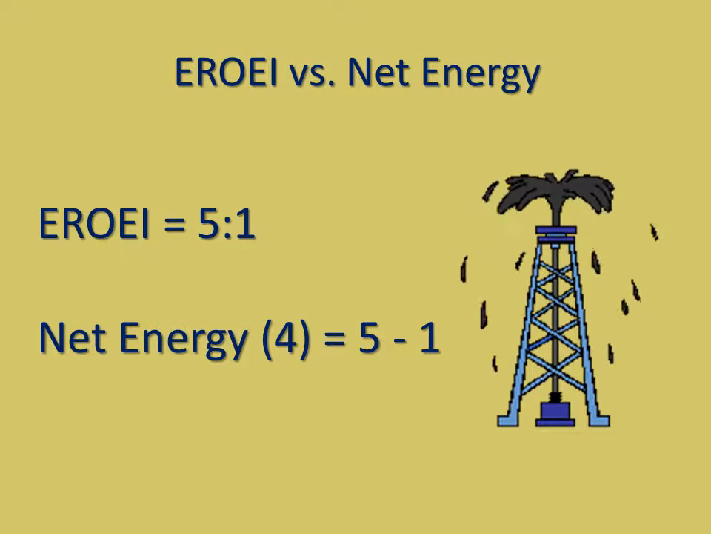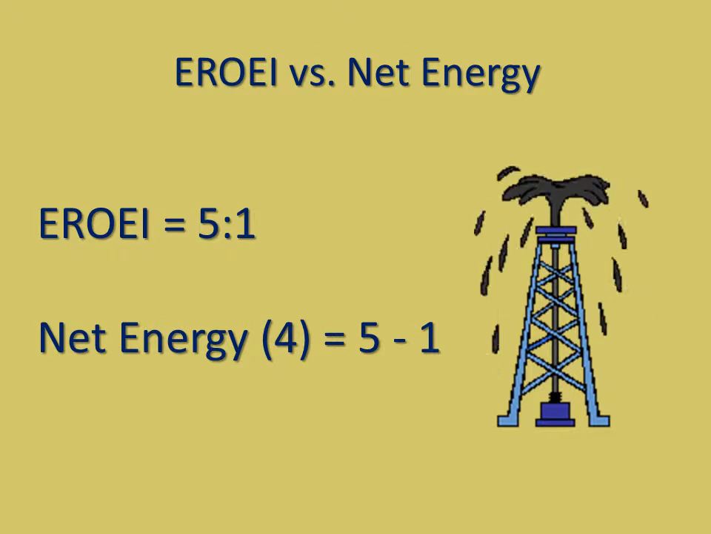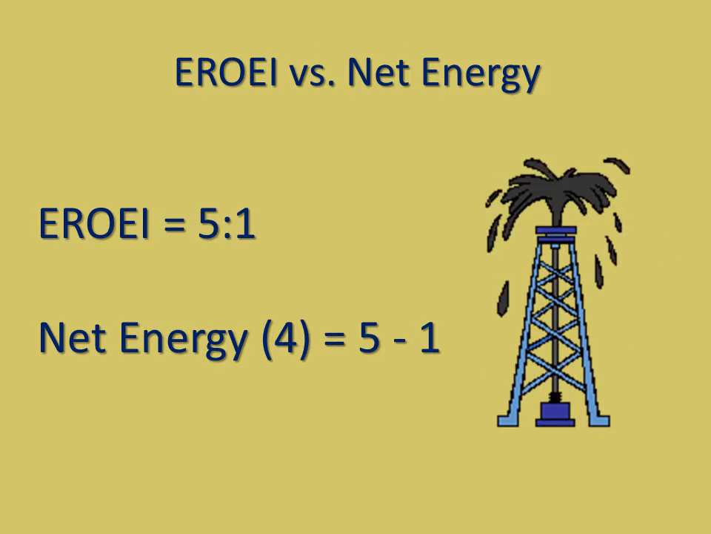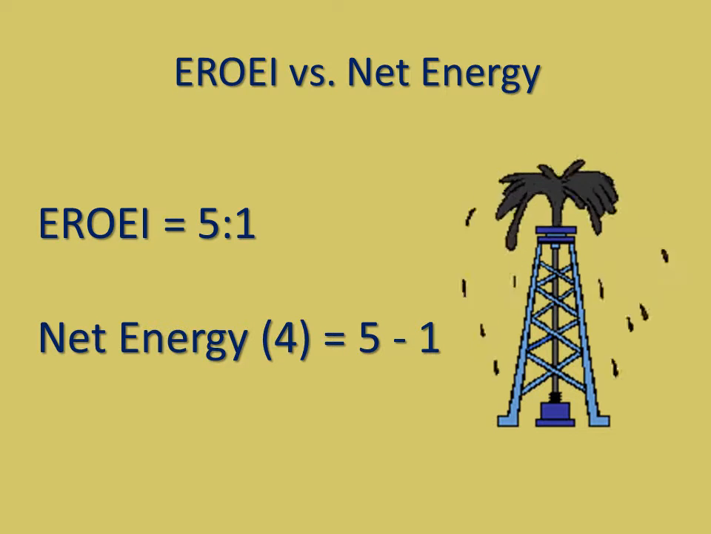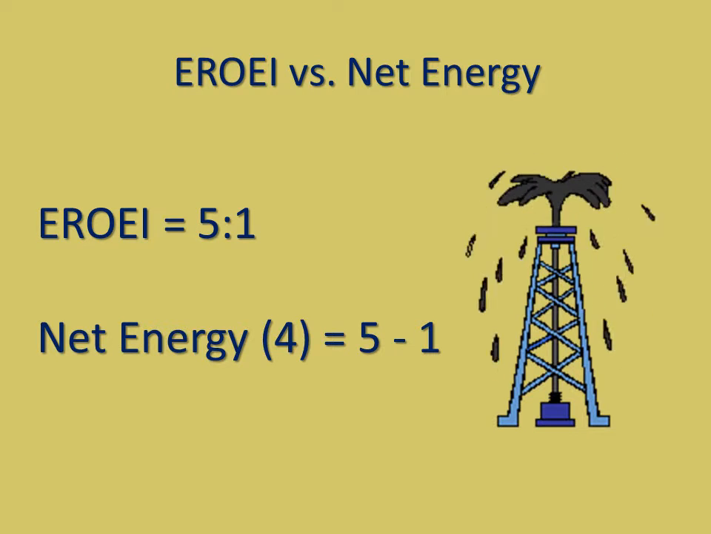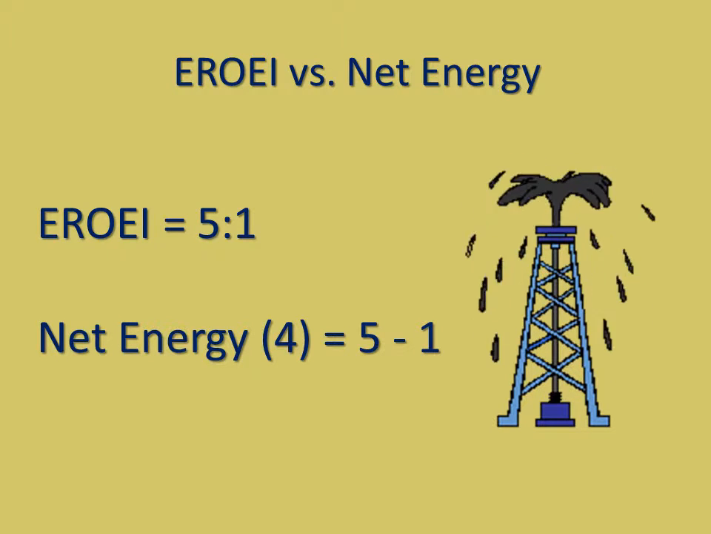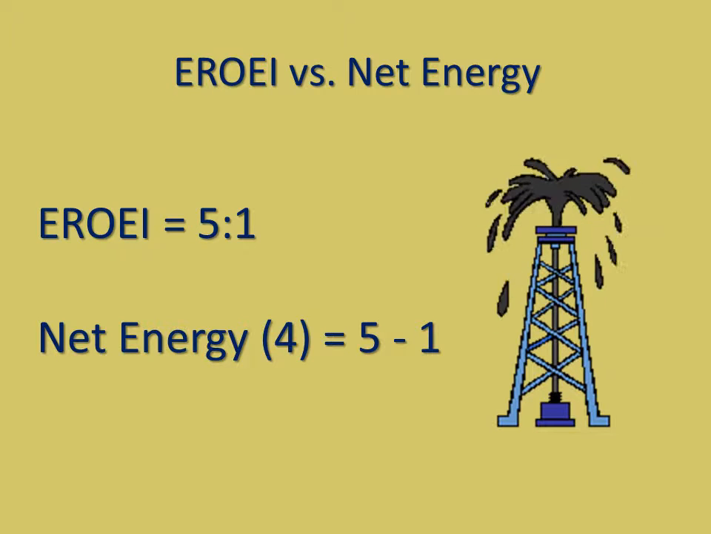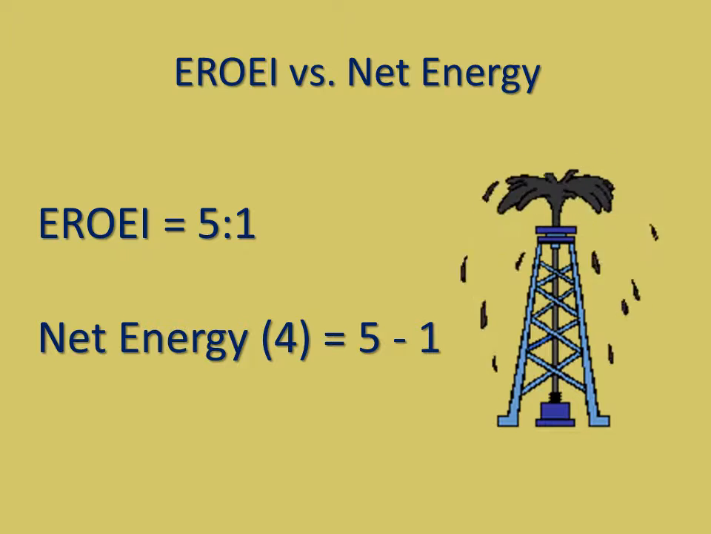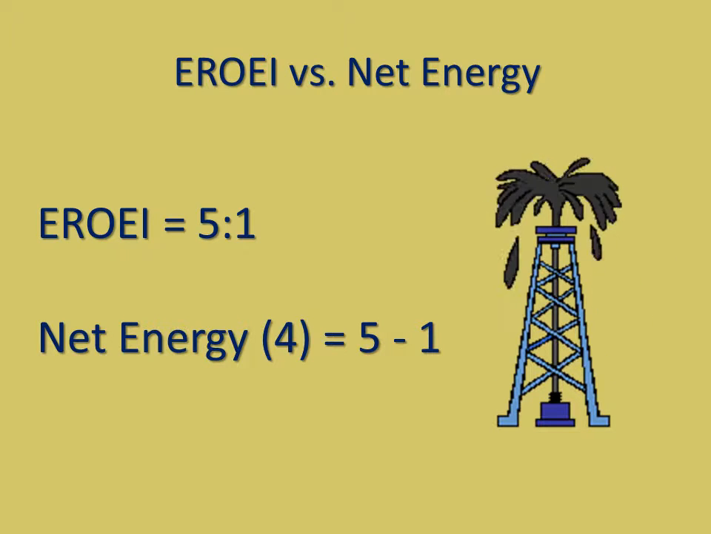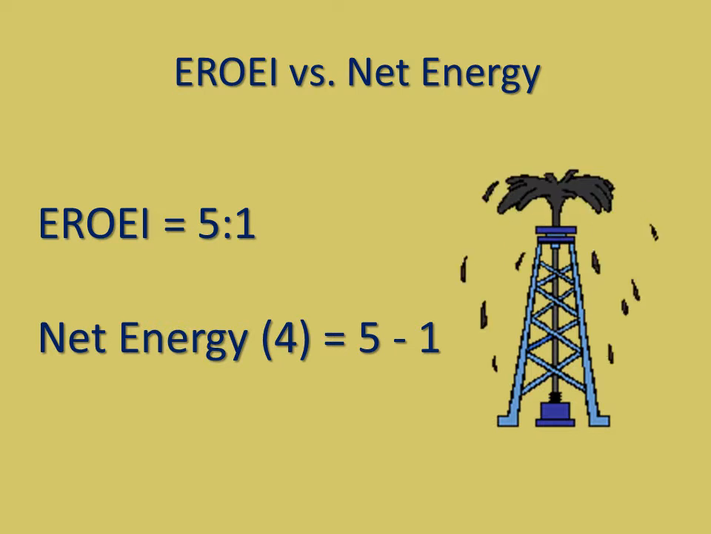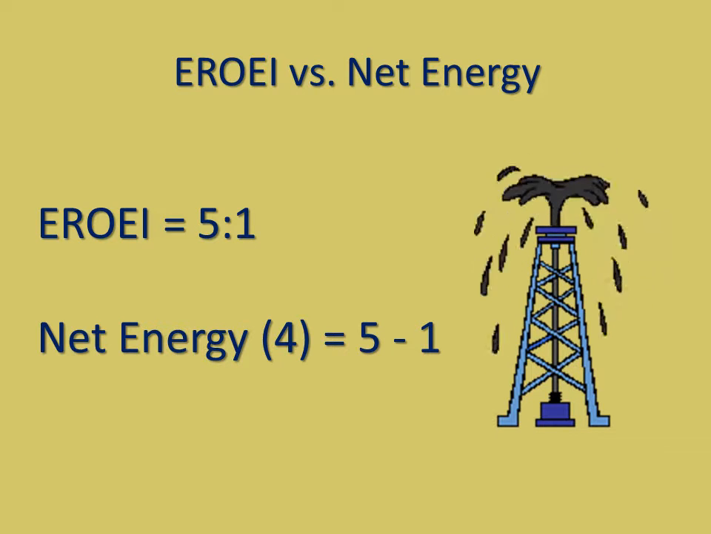Say it's 5 to 1, and oftentimes we share this with the top number, colon, and then the denominator. So there's 5 units out for every 1 unit you put in. And then the net energy, the amount of energy after what you've expended to extract the energy, in this case would be 4. You get 5 units out, and you put 1 unit in. So therefore, your net energy that you get out from this process would be 4 units. And that, again, is a very important concept that we've been studying.